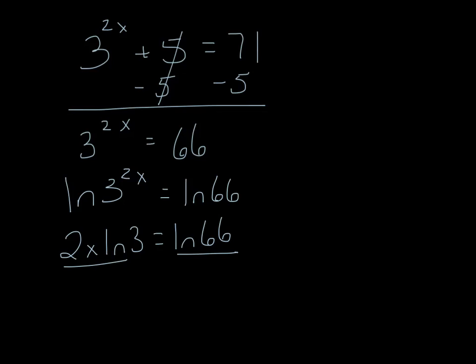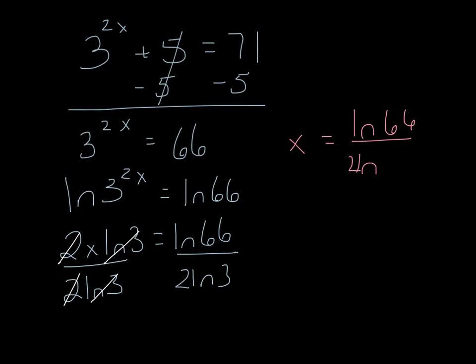And now we want to isolate the x, so let's get rid of a 2 and an ln 3. So this is gone, and we are left with x equals ln 66 over 2 ln 3. And that's approximately 1.906.